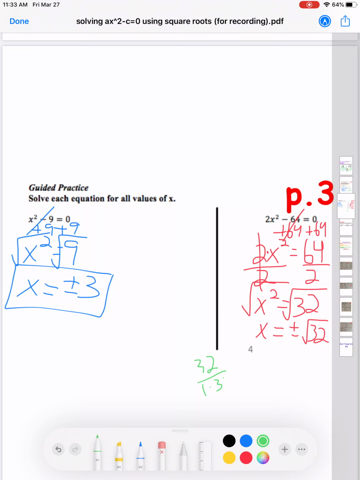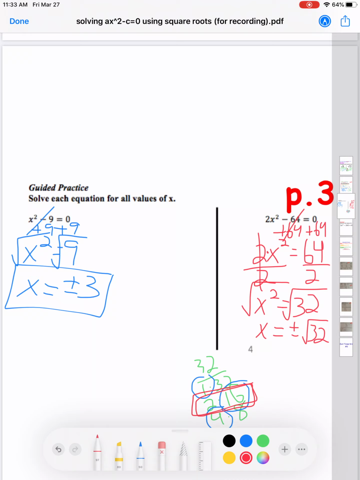Now, if we list the factors of 32, we have 1 and 32, 2 and 16, 4 and 8, and I think that's it. We look to find our perfect squares, so 1 is a perfect square, 4 is a perfect square, 16 is also a perfect square, and then we focus our attention on the largest perfect square, which is 16. So we're going to focus our attention on the 2 and the 16.